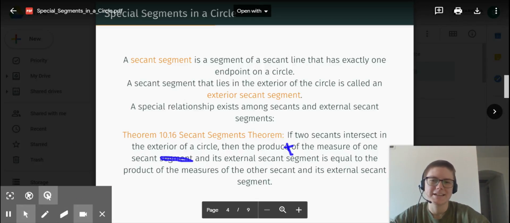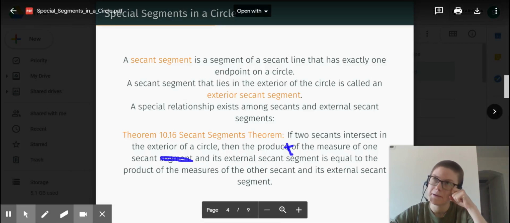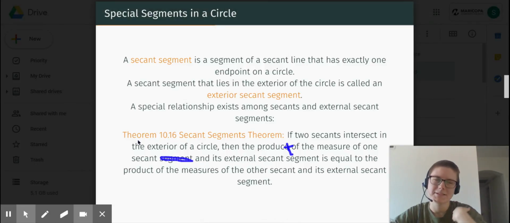So get that down. I crossed out and changed that. That should be a T, not an E. And then pause it if you need. Meet me on the next slide.